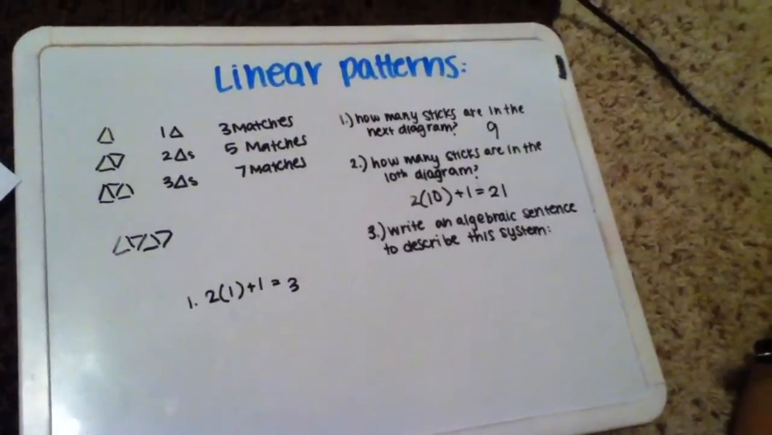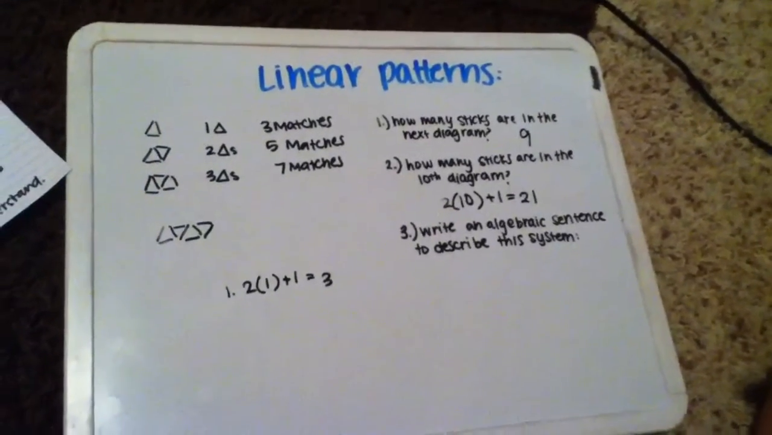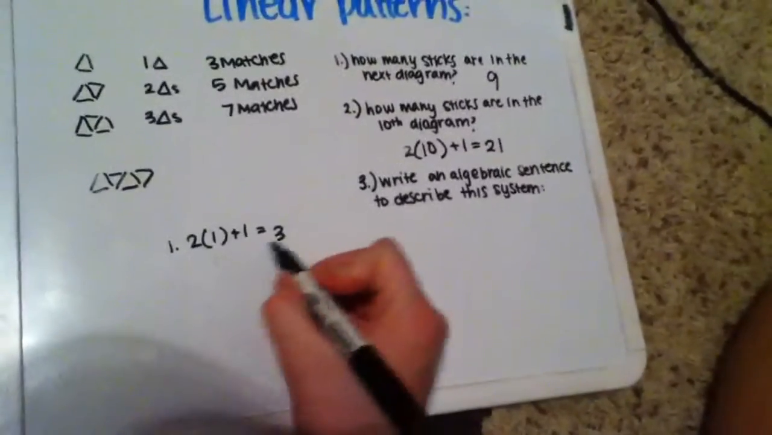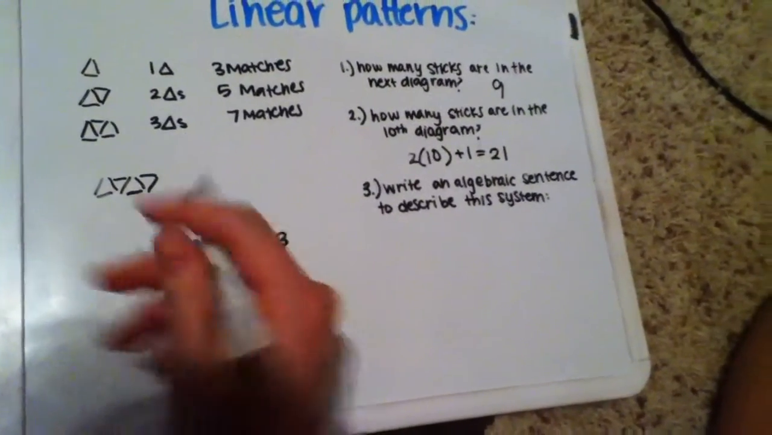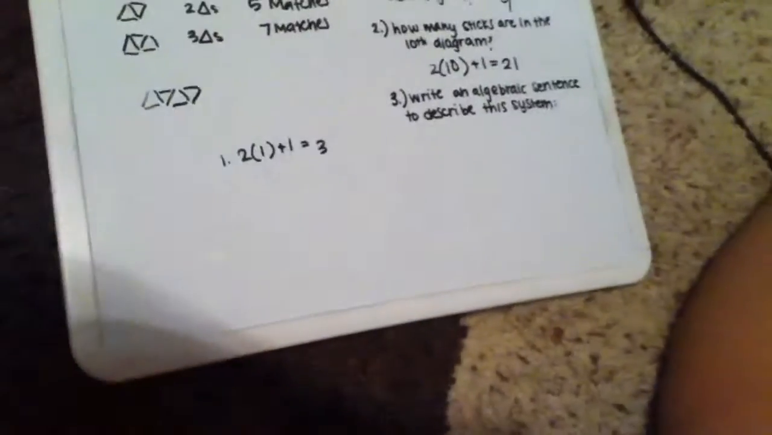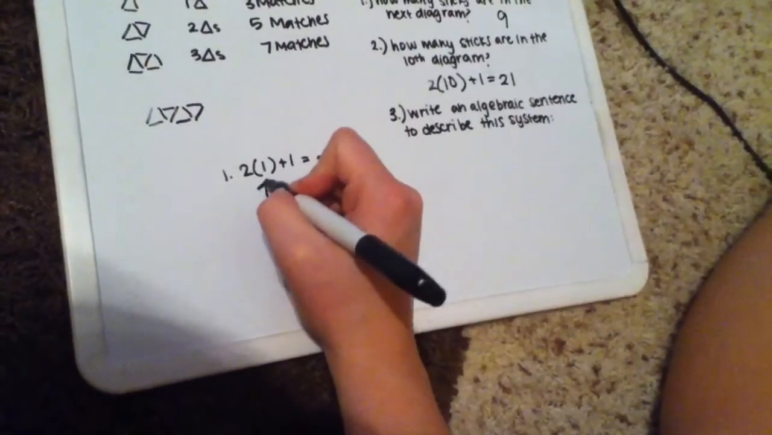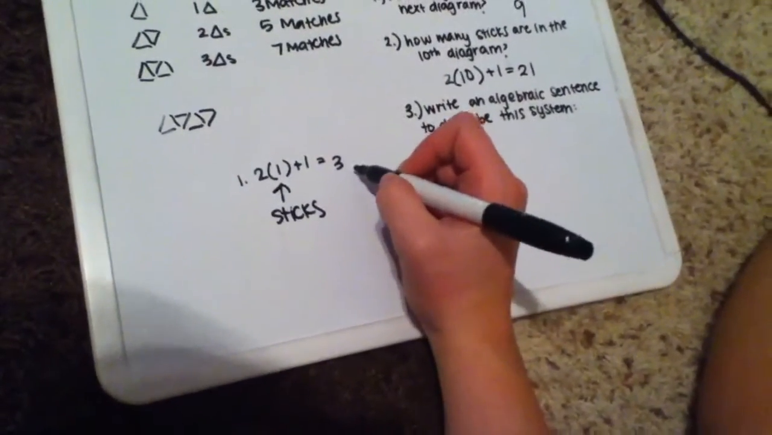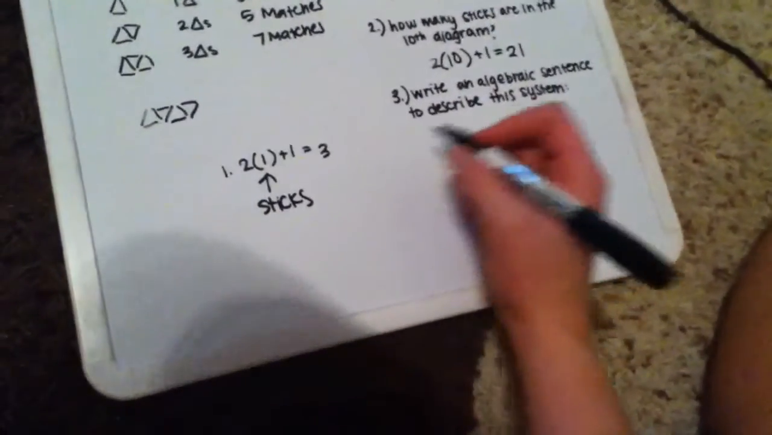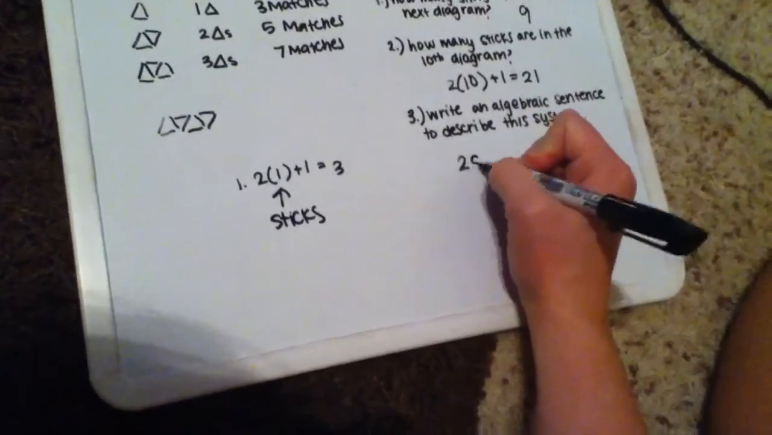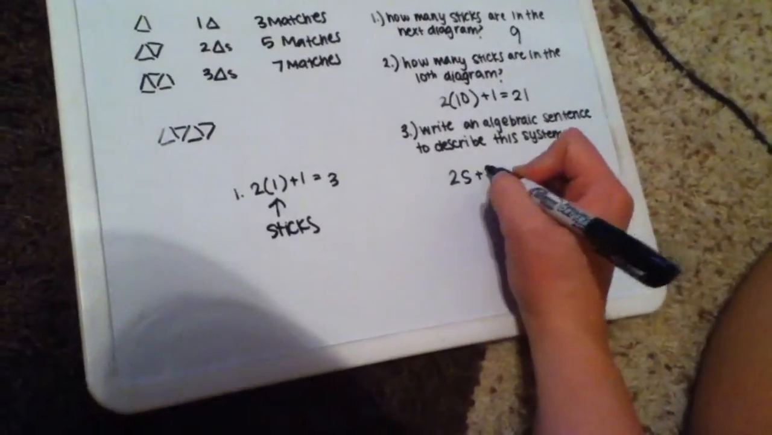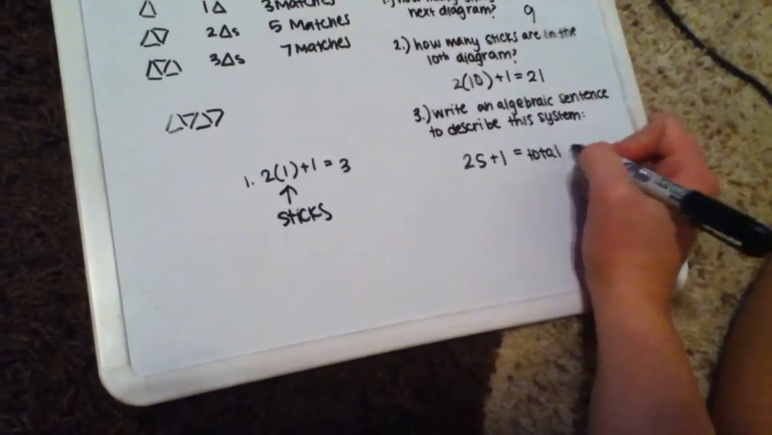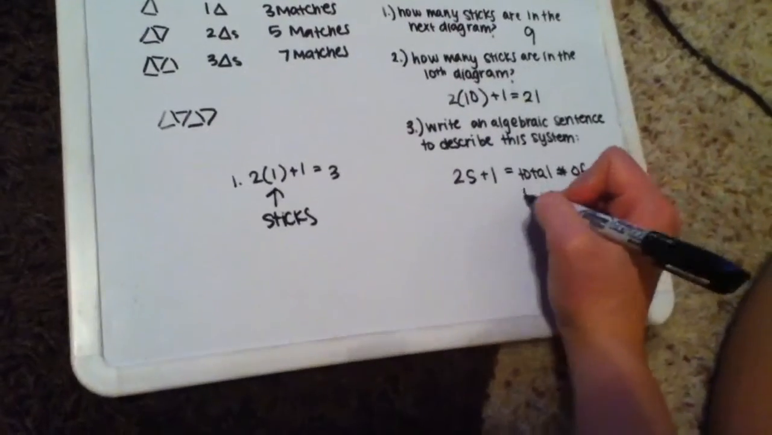The final question we have is to write an algebraic sentence and to describe this system. And so going off of this, we know 2 is the number of lines aside from this original, and then this is the number of sticks right here. And then this will equal the total number of matches. So we're going to write 2s to represent the sticks plus 1 is going to equal the total number of matches.